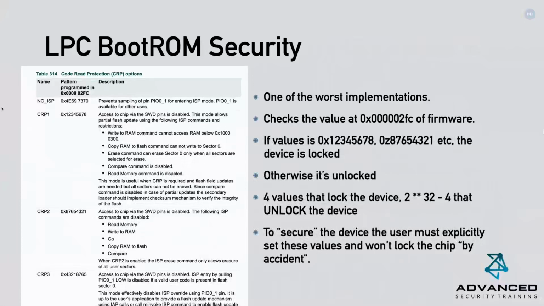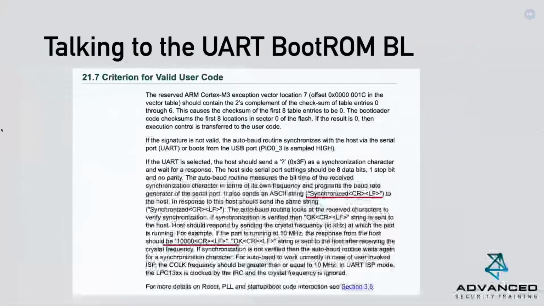You have to think of it like 4 values lock the device, and since we're talking about ARM 32 bits, that means 2 to the 32 minus 4 values unlock the device. So chances are very good that we can actually unlock this device. To secure the device, the user has to explicitly write a specific magic value. Since 1, 2, 3, 4, 5, 6, 7, 8, or 8, 7, 6, 5, 4, 3, 2, 1 patterns are not valid ARM opcodes, the assumption NXP made when designing this is that you'll never accidentally put code there that will lock the device.